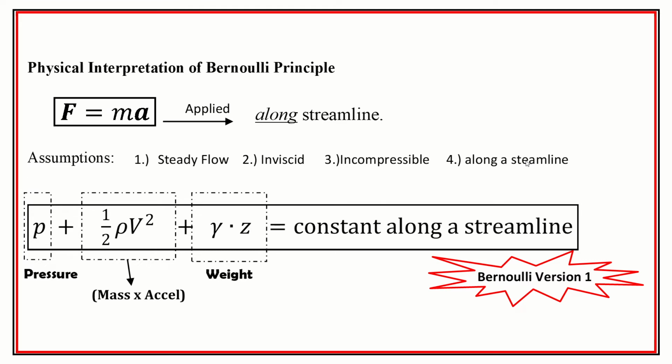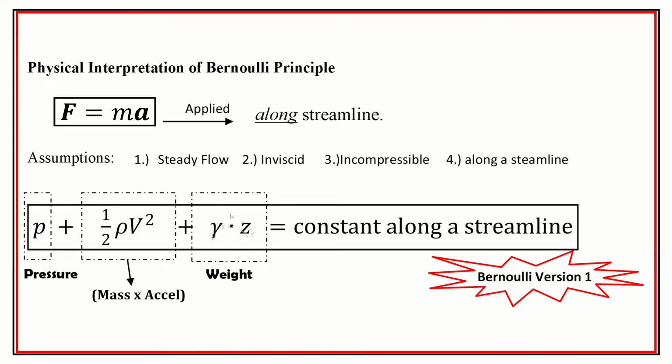We can have these lines that represent paths that particles might take, and we can only apply this to things that are happening along a streamline. We say that we have pressure, so this is the static pressure. Here's the dynamic pressure, which you can see is really a mass times acceleration thing that's going on.